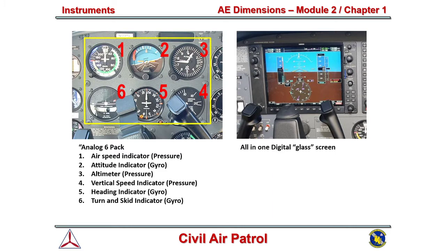Number four is our vertical speed indicator. Tells us how fast we're going up and down. Number five is our heading indicator, and that'll tell us our rough direction of which way the airplane is heading. And then number six is our turn and skid indicator.